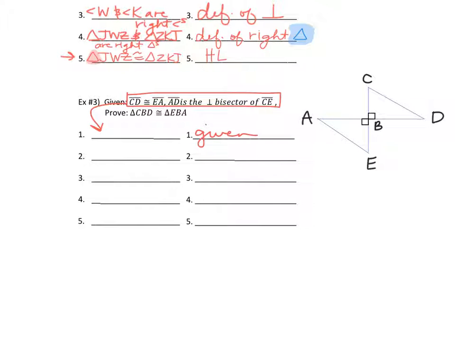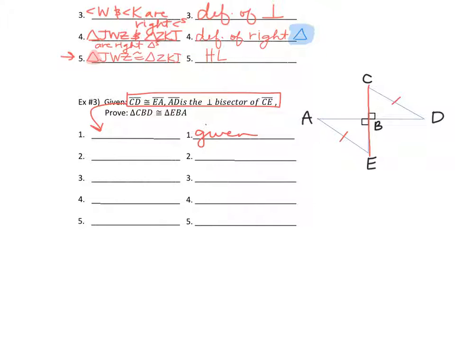Okay, mark it up. CD is congruent to EA. Okay, so those are marked congruent. And it says AD is the perpendicular bisector of CE. So AD is bisecting this segment. What does that mean?